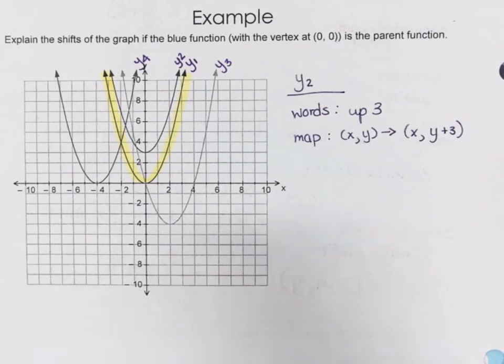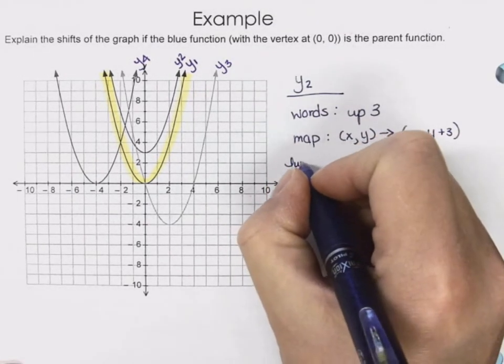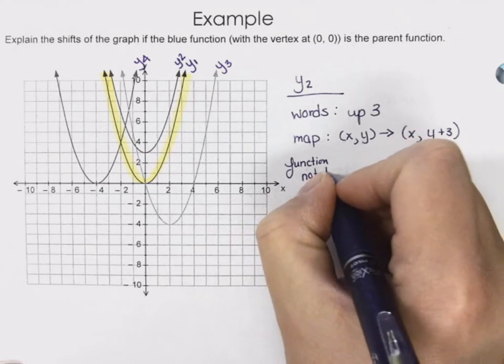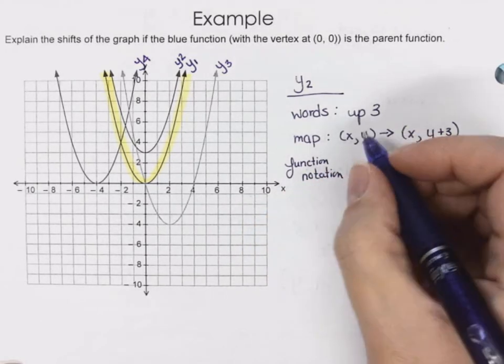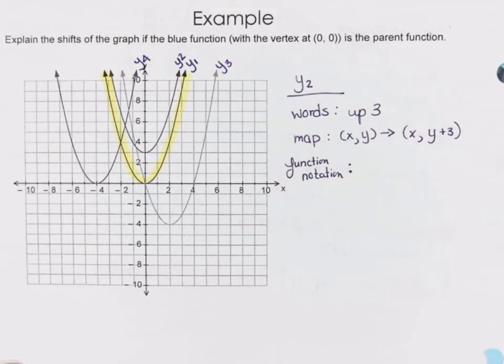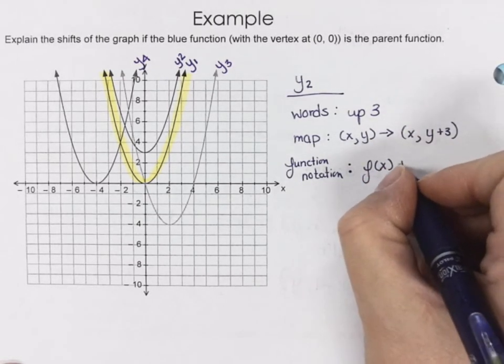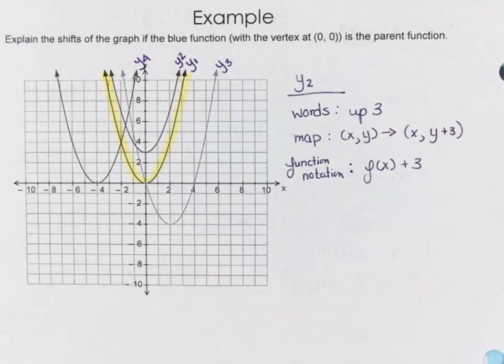Function notation. No one wants to do this one. FYI, ladies and gentlemen, it's done above you. F of X plus 3. Because those Y values we're adding 3 to.